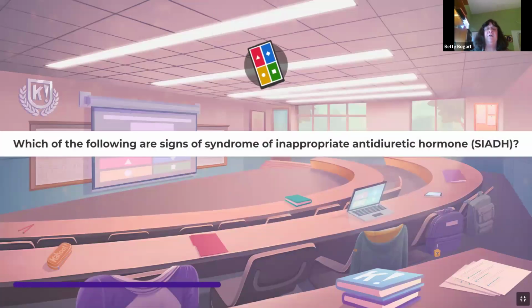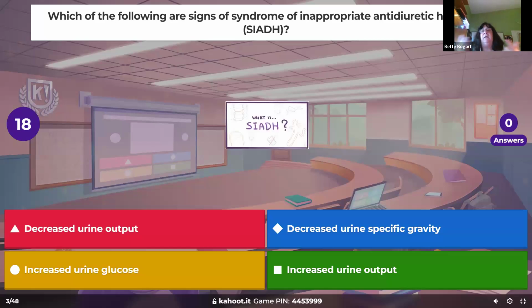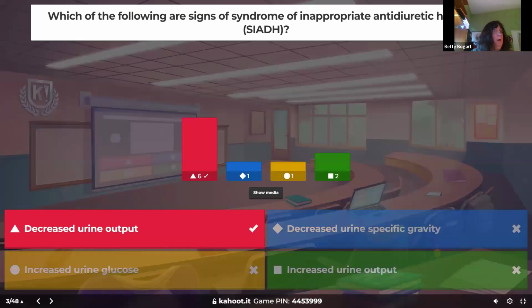Which of the following are signs and symptoms of an inappropriate antidiuretic hormone? So what would you see? An inappropriate against urinating hormone, what would you see? What you would see is no urine output or very little. You'd see weight gain, and you would see that the intake's more than output, all of those things.